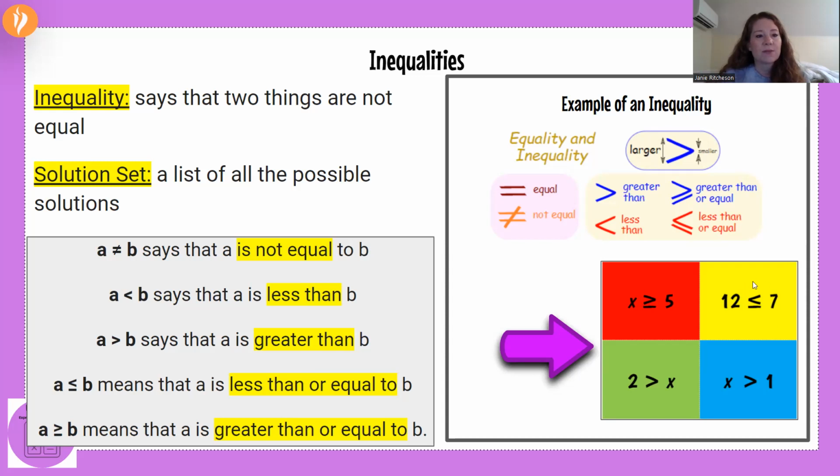All right, so let's look at this one in yellow. The way we would say this is 12 is less than or equal to 7. That is true. Obviously, 12 is not equal to 7, but it's less than 7. Right here on the bottom, we would say this 2 is greater than x. So you have to memorize the directions that these point if they're greater than or less than, okay? And then the blue one, x is greater than 1.